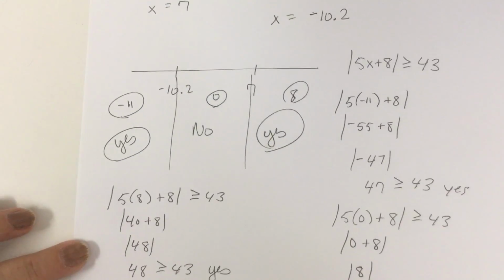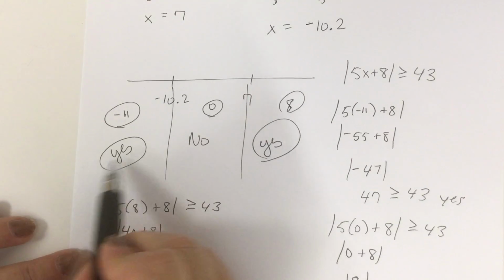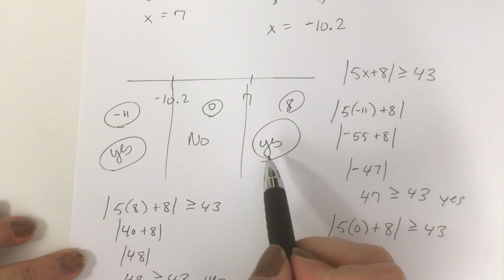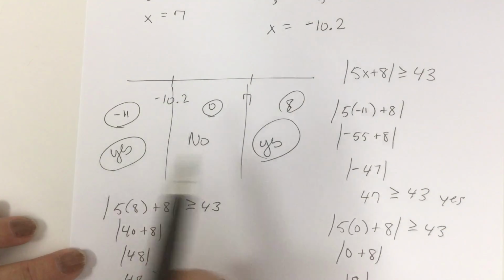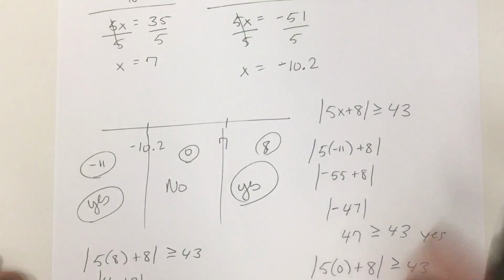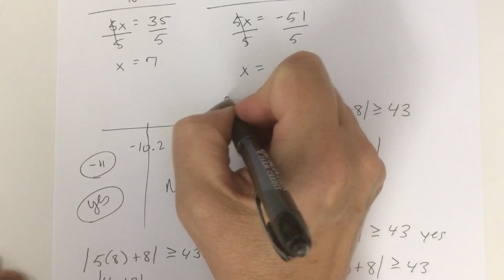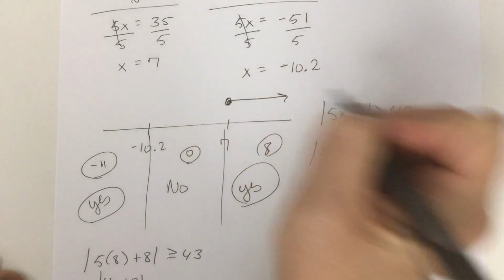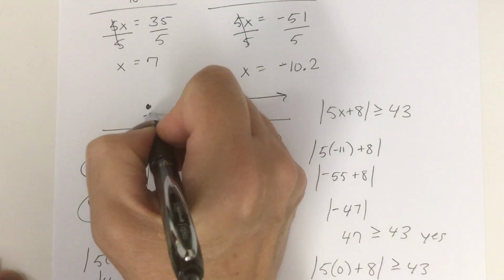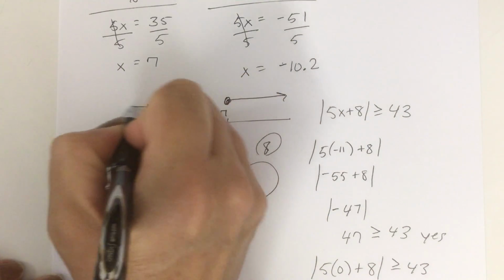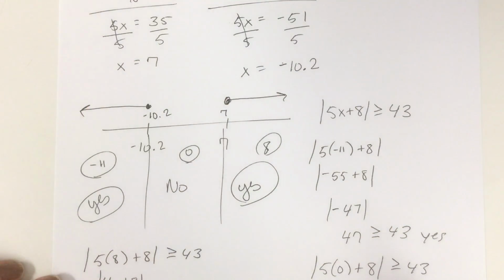So here's my 3 sections. Everything smaller than negative 10.2, everything bigger than 7, and everything in between. Well, I got yeses out here. So my answer would be a dot here on 7, because that's where my 7 is, and a dot here on negative 10.2, and my arrow going out that way.